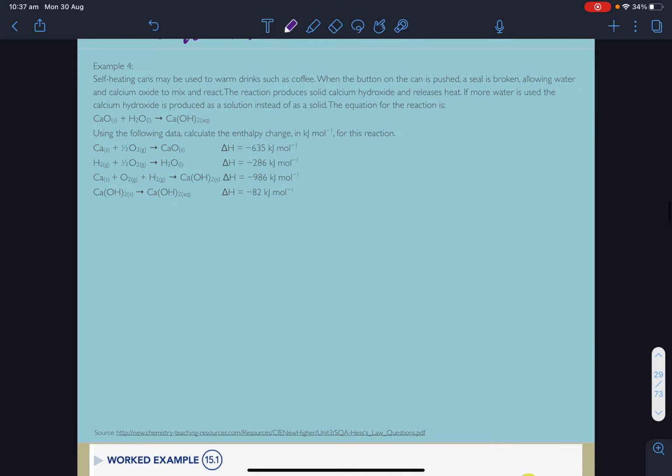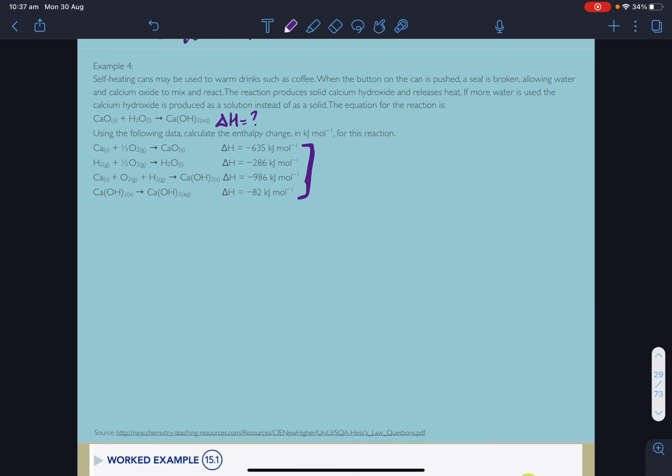Okay, on to a hard example. Look at this. Same type of thing, much more detail in here, but still, we've got a reaction that we're trying to find the enthalpy of, and we've got 4 that we need to find it from.